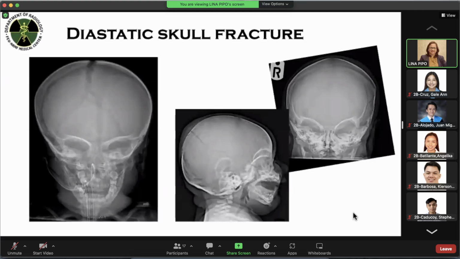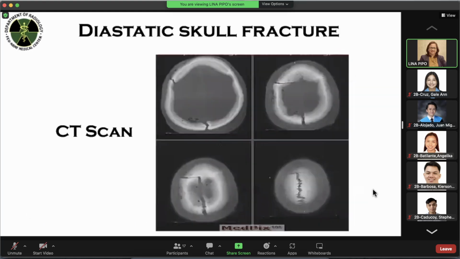Then the diastatic skull fracture. So these are linear fractures which extend into the suture and separate it, or produce widening, common in infants and children, and lambdoid and sagittal sutures are the most commonly involved sutures. So this is an example of your CT scan, diastatic skull fracture and the lambdoid suture and your sagittal suture. Okay, so there's widening of the suture.